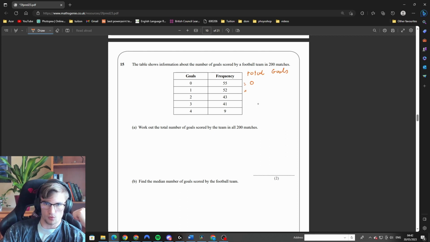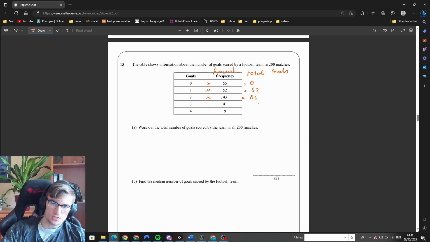So 0, 1 times 52 is 52. So I have to times them together, right? Because frequency means amount, or value, or how often something happens. So they scored 1 goal 52 times. So it's just 1 times by 52. Now they scored 2 goals 43 times. So in total, they scored how many goals?